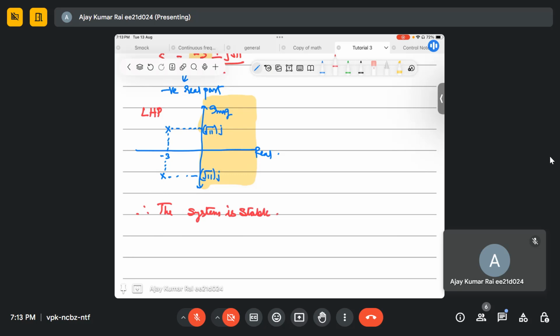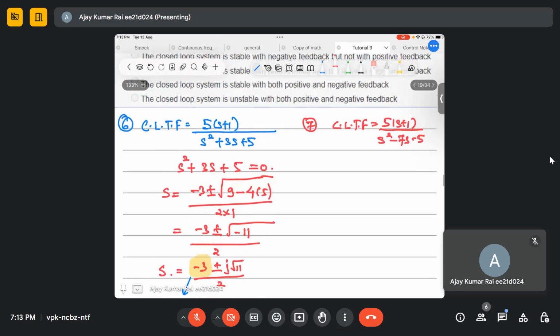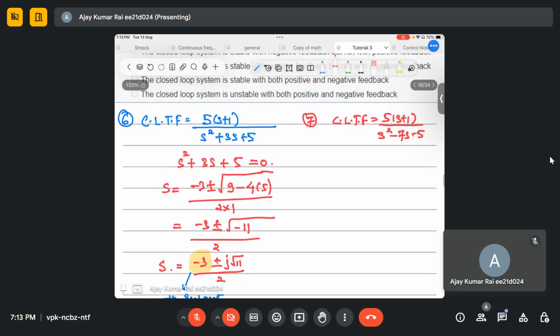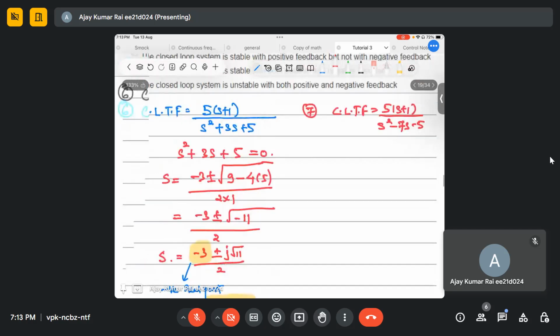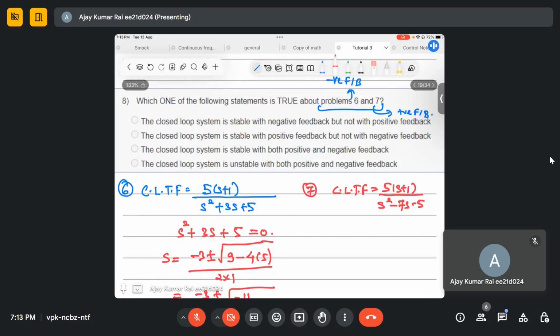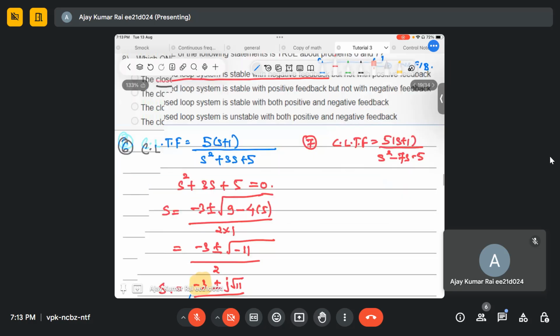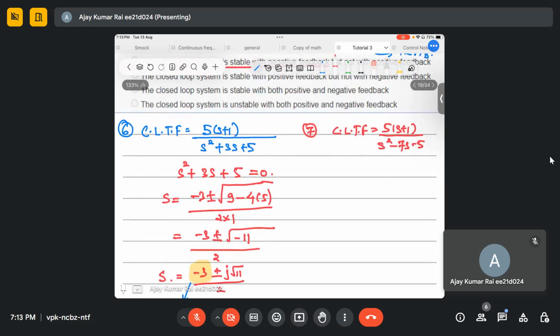Okay, so the same thing we have to confirm for the positive feedback. So up to this, it is true: the closed loop system is stable with negative feedback. Okay, let's check with the positive feedback. Same thing we'll do for this also. So s square minus 7s minus 5 equal to 0. We have to find out the poles.